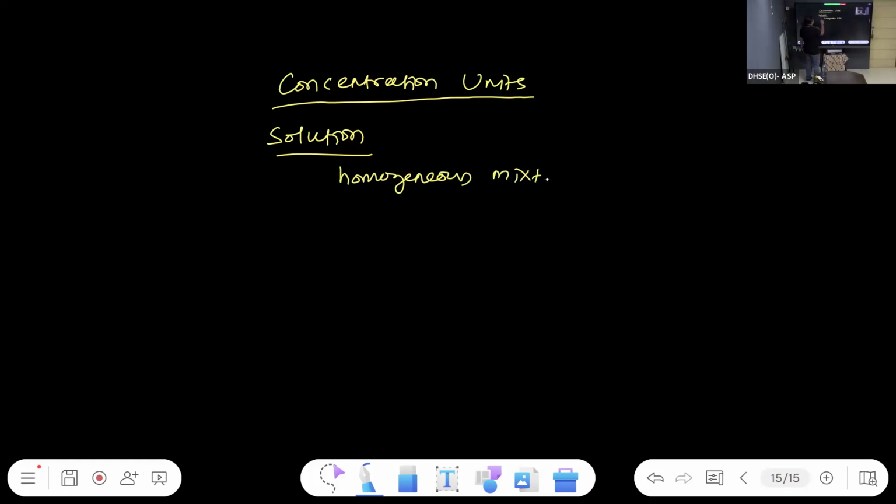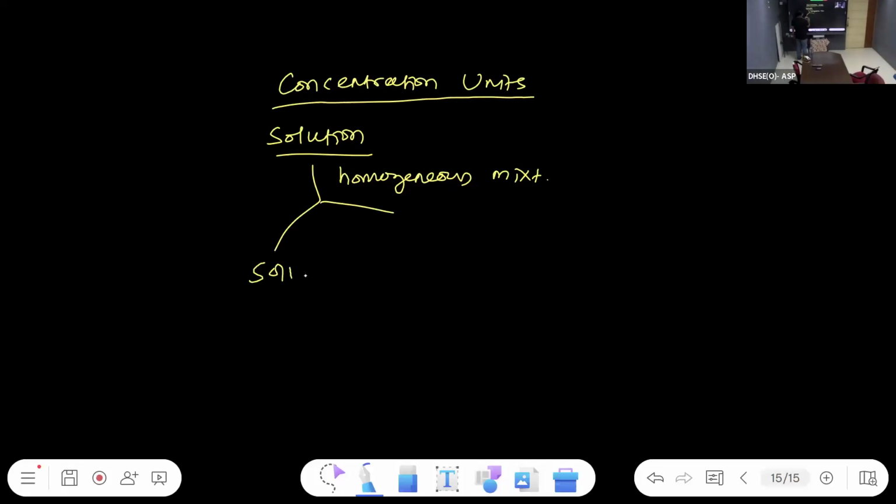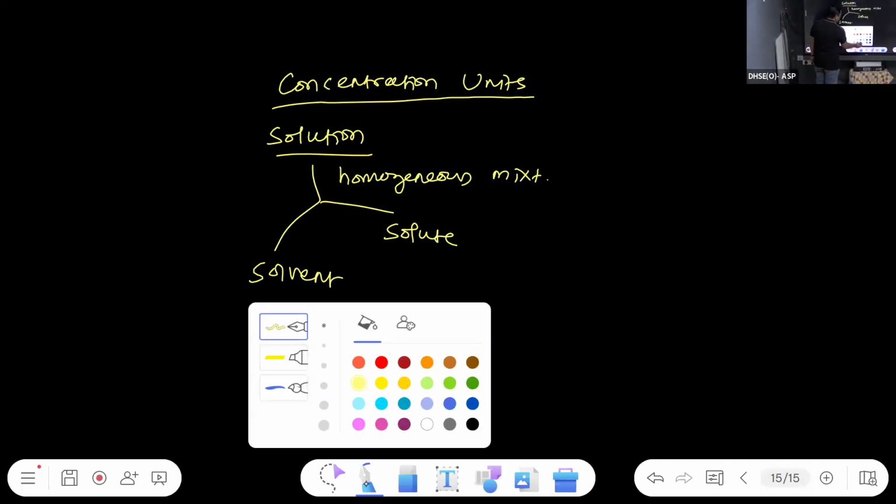In a solution there are mainly two components: one is solvent, another is solute. The solvent is present in more quantity.